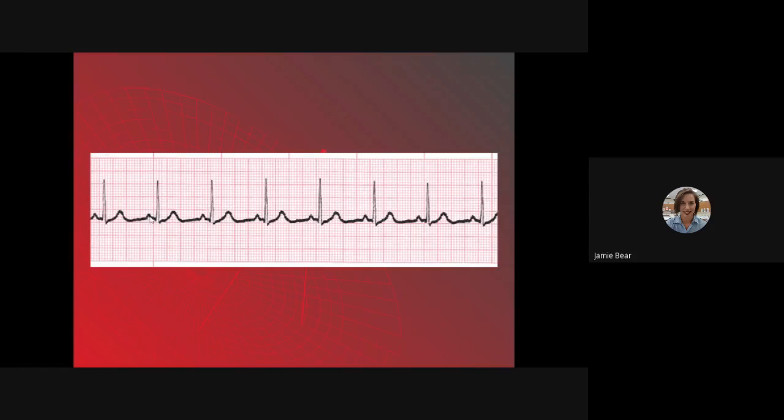So the P wave represents atrial activity. This large amplitude R wave, this is every time the ventricle contracts. So if we're going to look at the patient's heart rate, we actually count these big R waves.